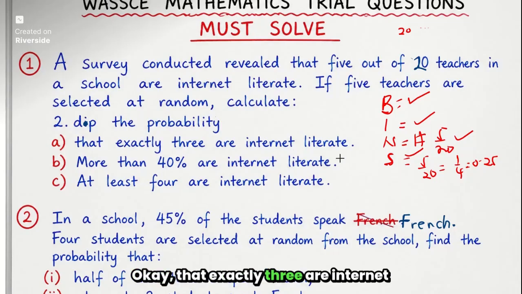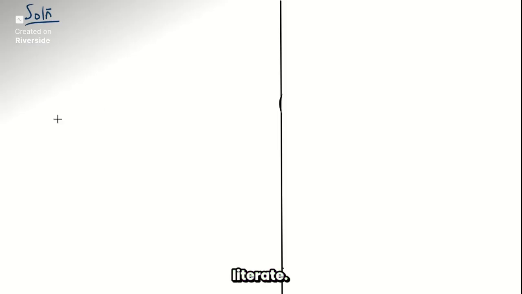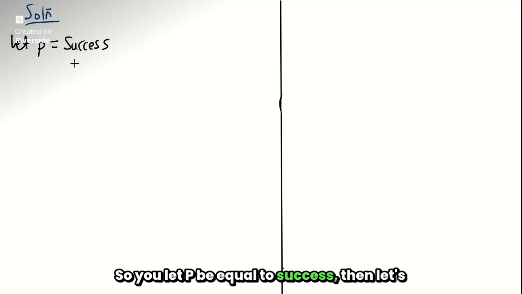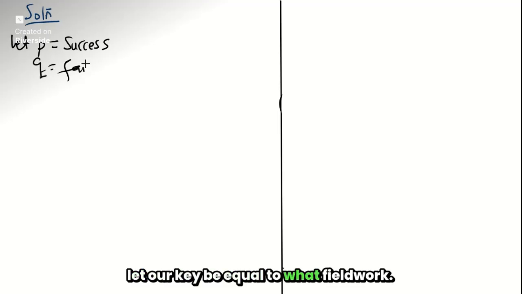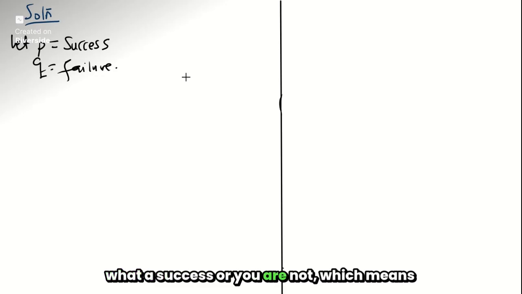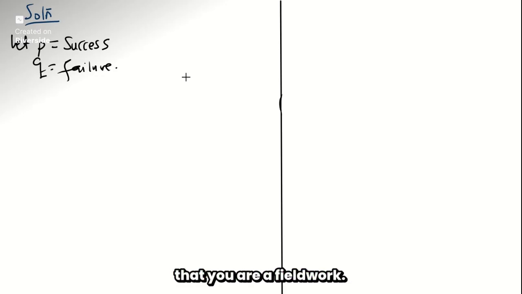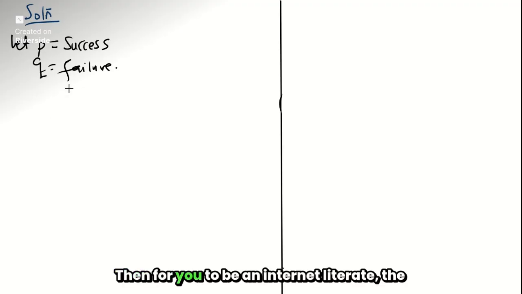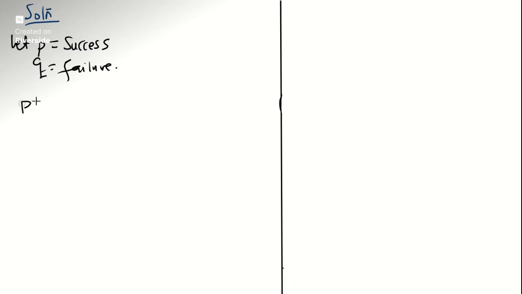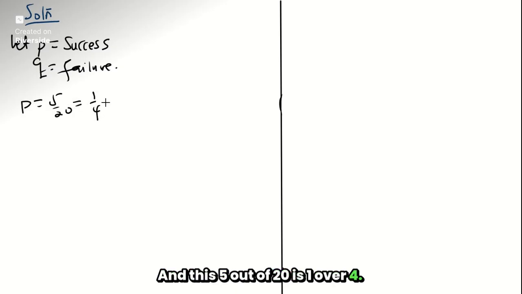Okay, that exactly 3 are internet literate. Over here, first let P be equal to a success, and let Q be equal to failure. It's either you're internet literate, which is a success, or you are not, which means that you are a failure. Then for you to be internet literate, the probability P is equal to 5 out of 20, which is 1/4, and that is the same as 0.25.